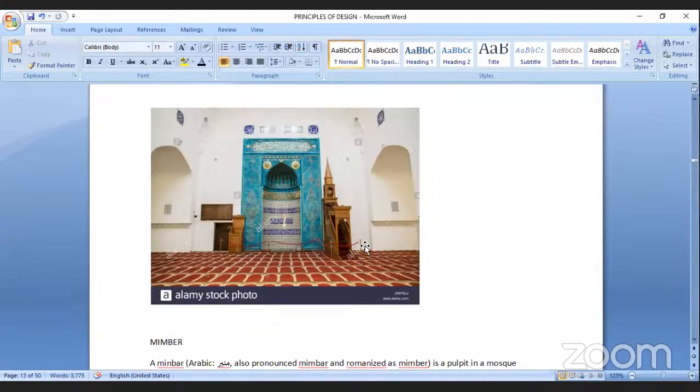This is actually the Blue Mosque's mihrab only. Okay, not a general picture. This is the Blue Mosque's mihrab.